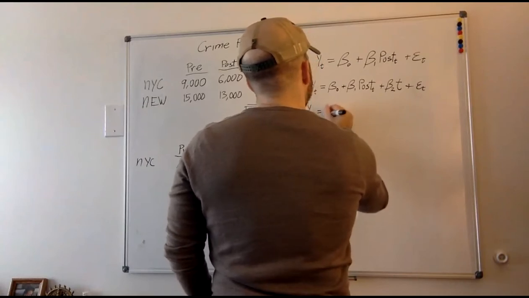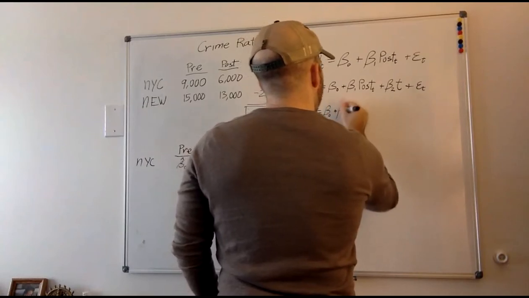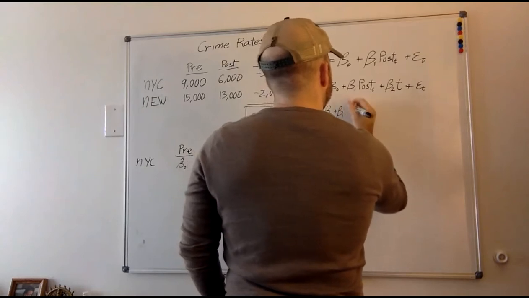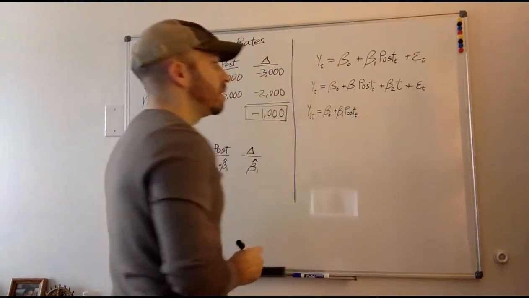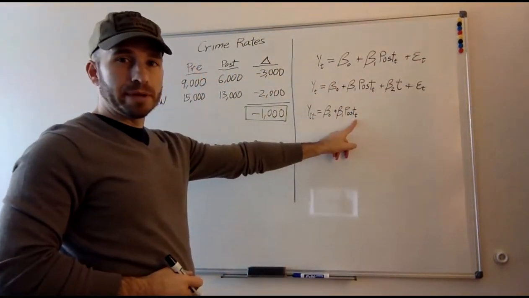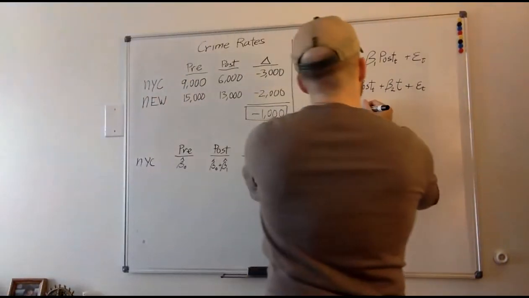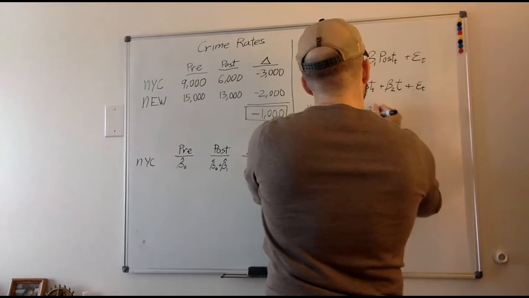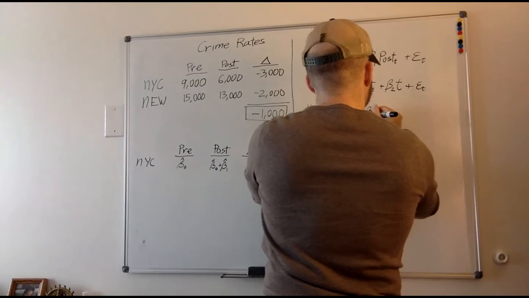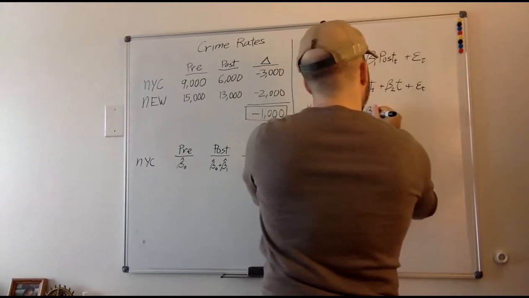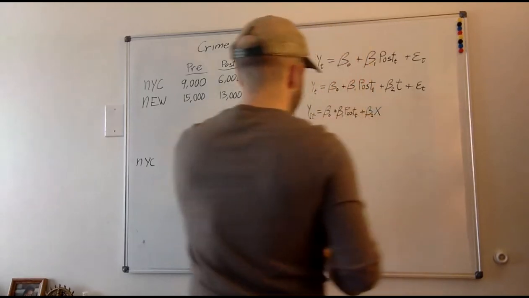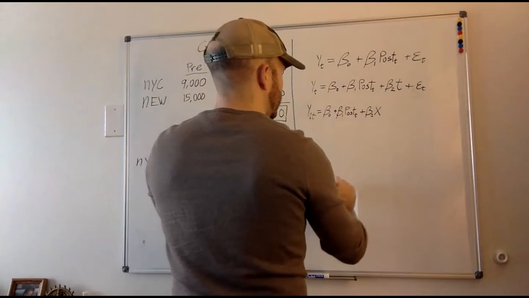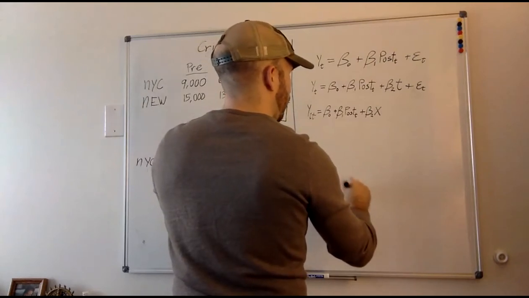And then we would have our beta naught plus beta 1 post still. And post is still only dependent upon the time period. But we would also have, I'm going to use x because writing out treat is a problem for how much space I have here. But think of x as equal to treat.